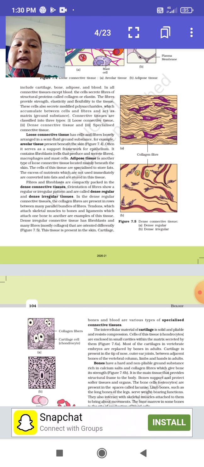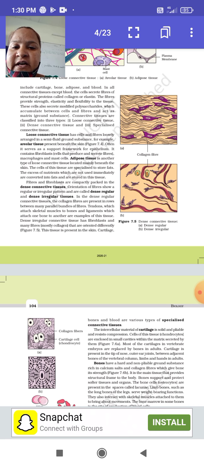फाइबर्स ऑफ फाइब्रोब्लास्ट बहुत ही कॉम्पैक्टली अरेंज होते हैं, लेकिन इनका ओरिएंटेशन कैसे भी हो सकता है, या तो रेगुलर पैटर्न में अरेंज हो, या इरेगुलर पैटर्न में अरेंज्ड भी हो सकते हैं, और उनके बेसिस पे ये दो तरह के होते हैं, dense regular or dense irregular tissue.